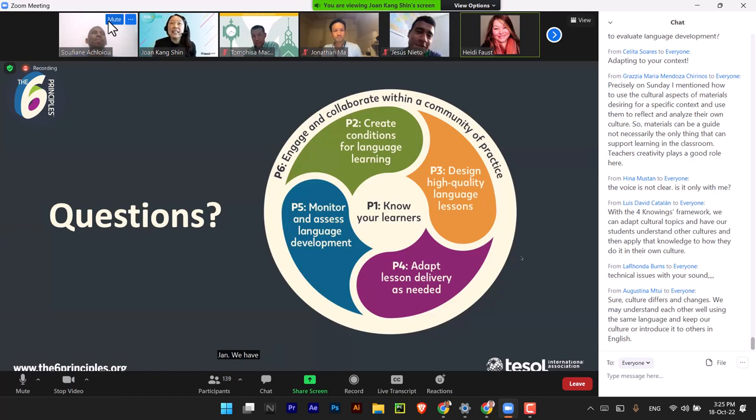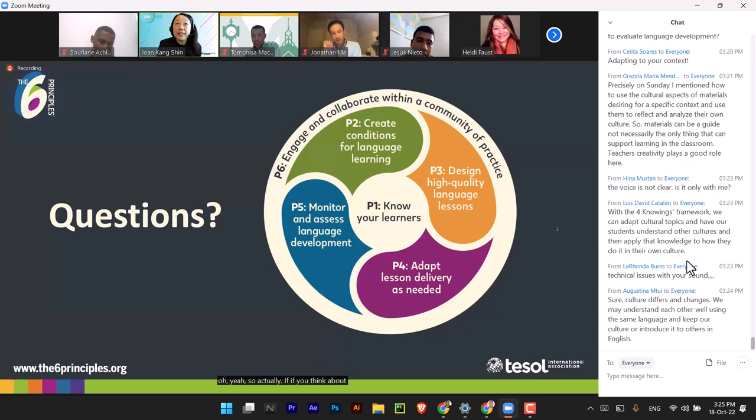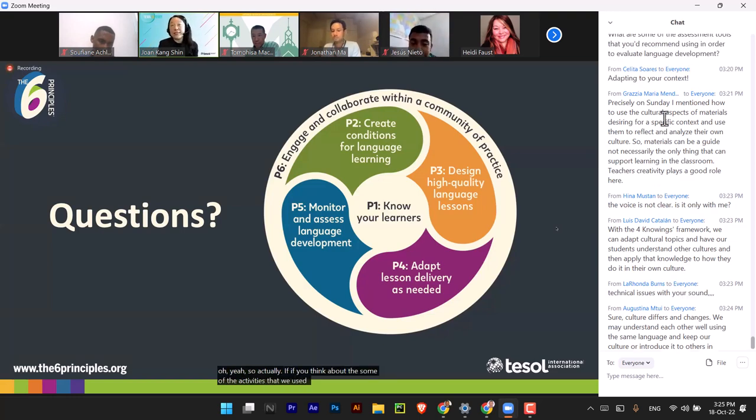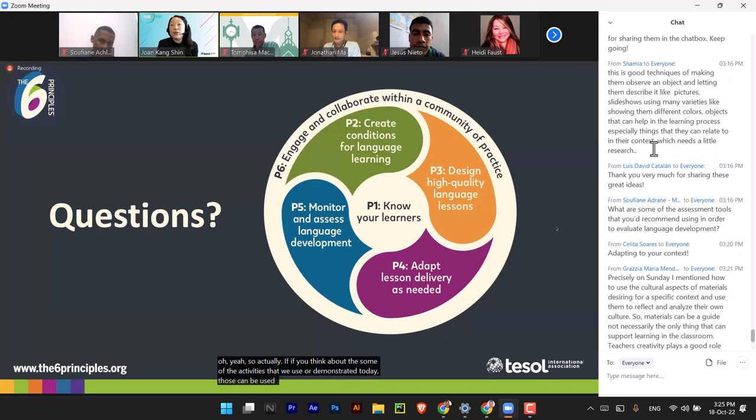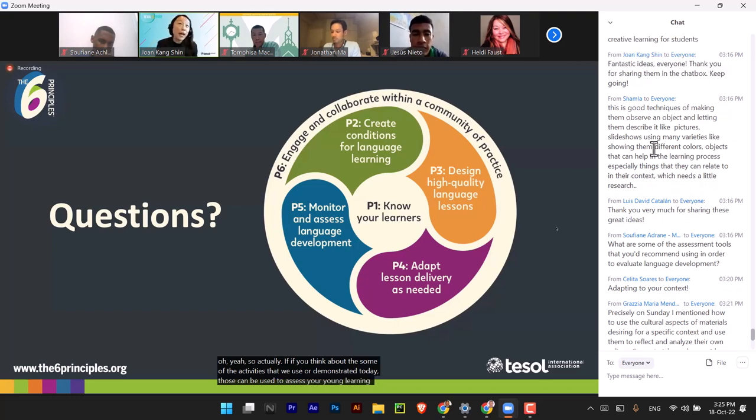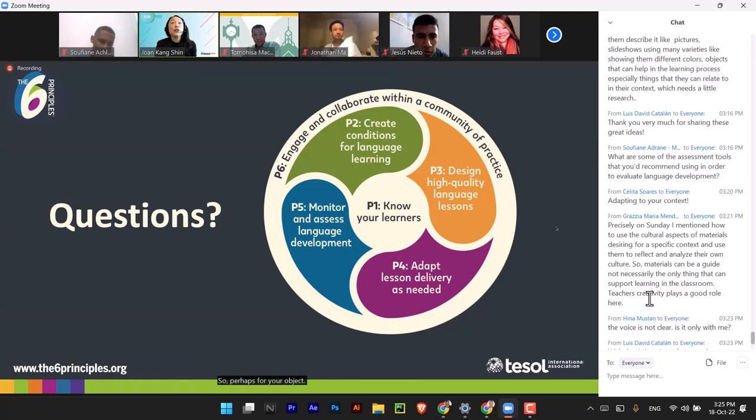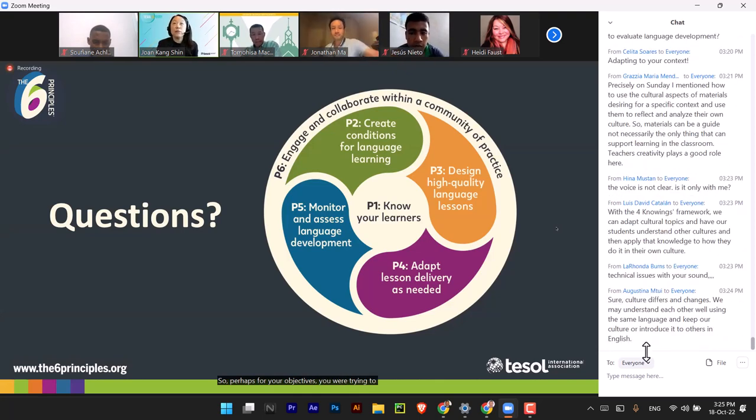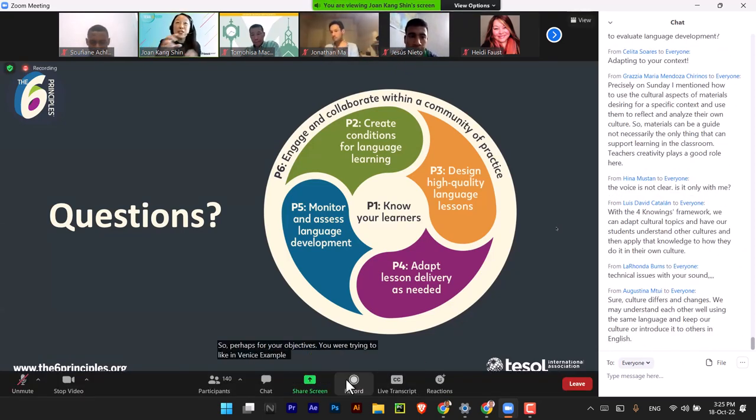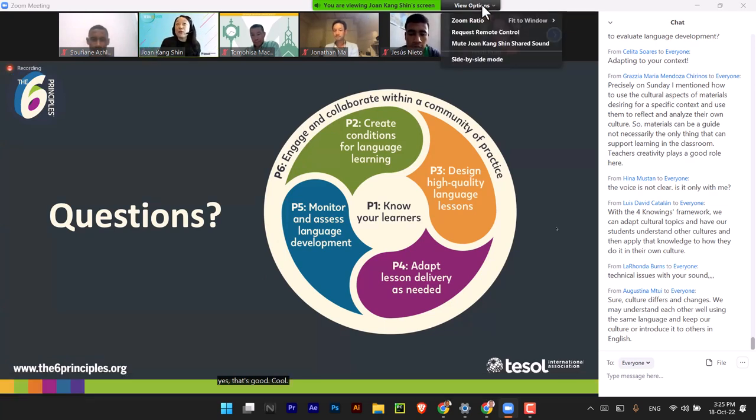Joan, we had a question in the chat about the types of assessments that you use from Sophia. Oh, yeah. So actually, if you think about some of the activities that we used or demonstrated today, those can be used to assess your young learners. So perhaps for your objectives, like in Vera's example, trying to teach the sounds, how might we assess them? Through the observation of their participation in those activities.